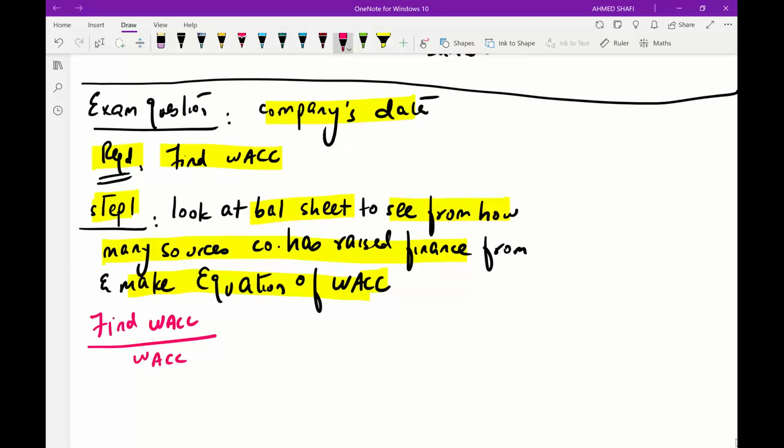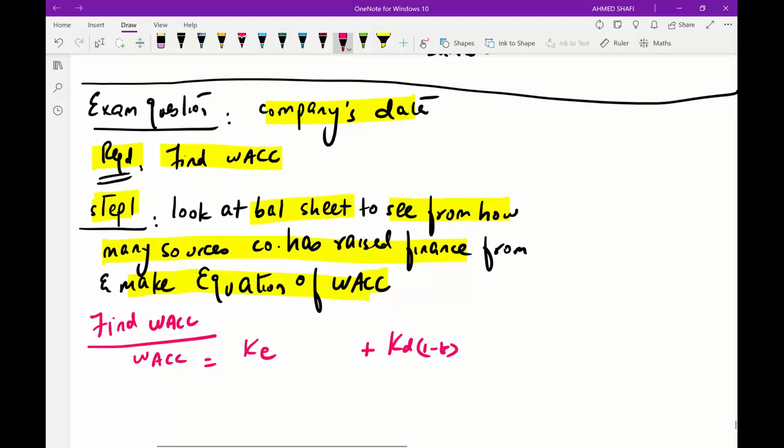Make the equation of WACC. If the company has raised finance through two sources, equity and debt, it has to pay return to two parties. One, it has to pay return to equity holders, bearing a cost called cost of equity, KE. Then it has to pay return to debt holders, bearing a cost called cost of debt after tax, because debt is always after tax. The equation of WACC is going to be KE plus KD, because the company has raised finance from two sources.